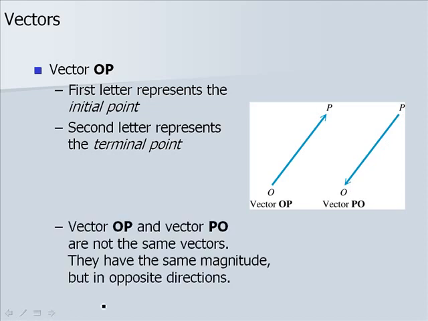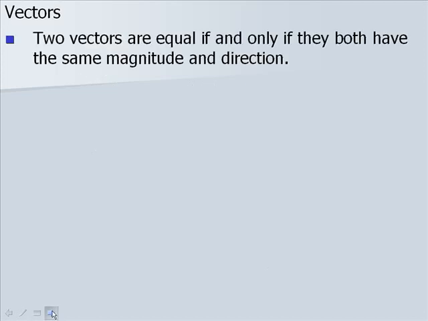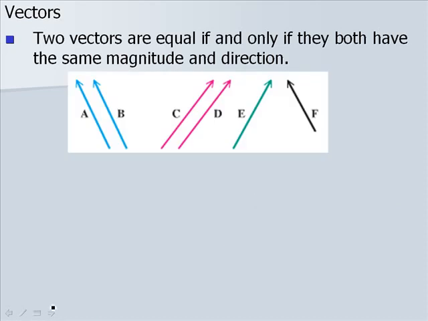Vector OP and vector PO are not the same vectors. They have the same magnitude, but in opposite direction. Two vectors are equal if and only if they both have the same magnitude and direction. Here we see that A and B are equal, C and D are equal, but E and F clearly are not.